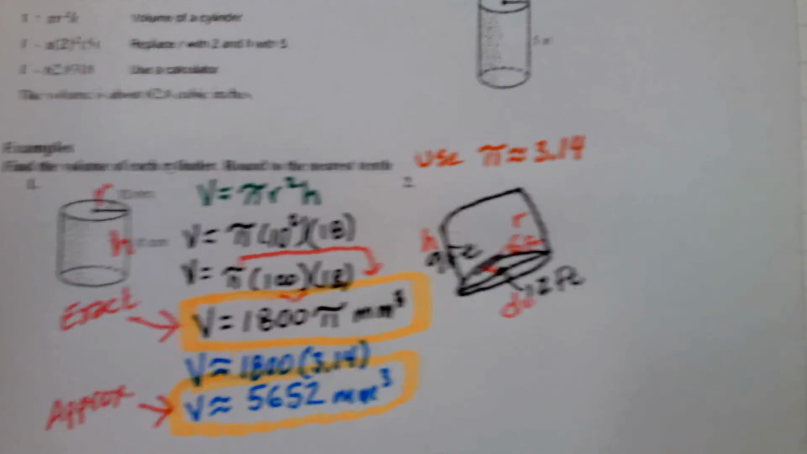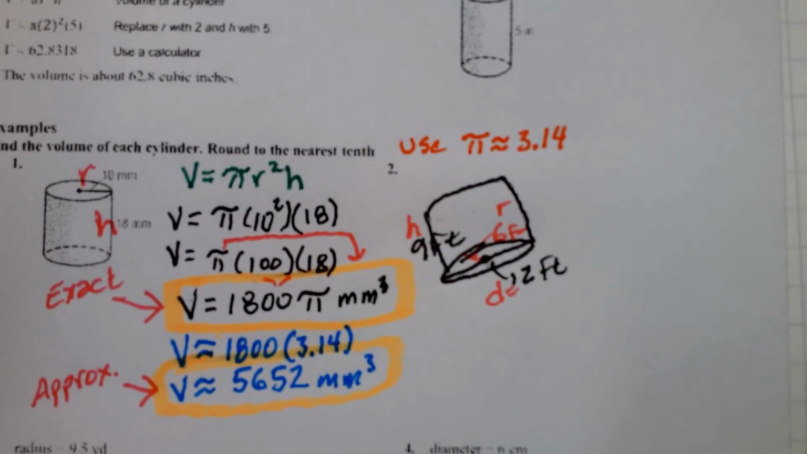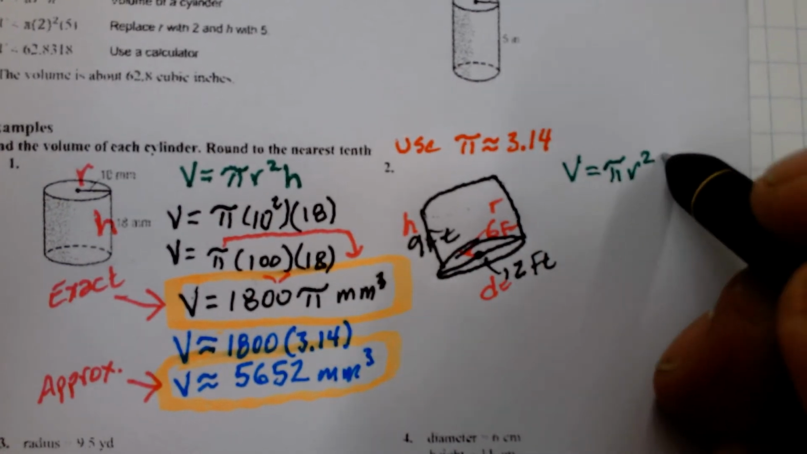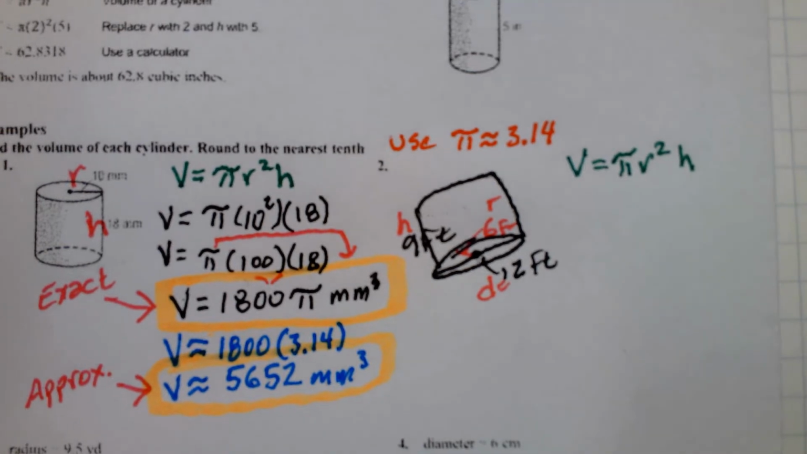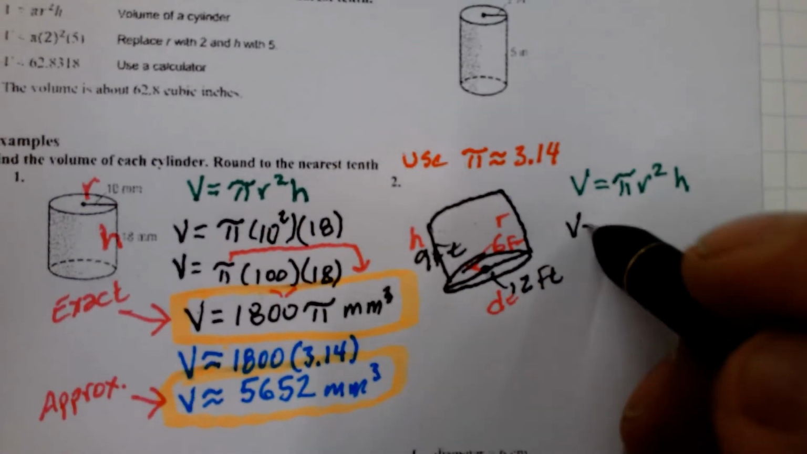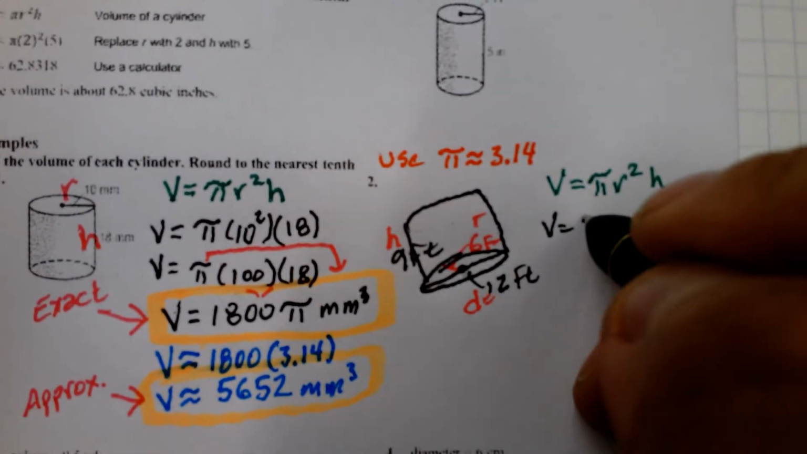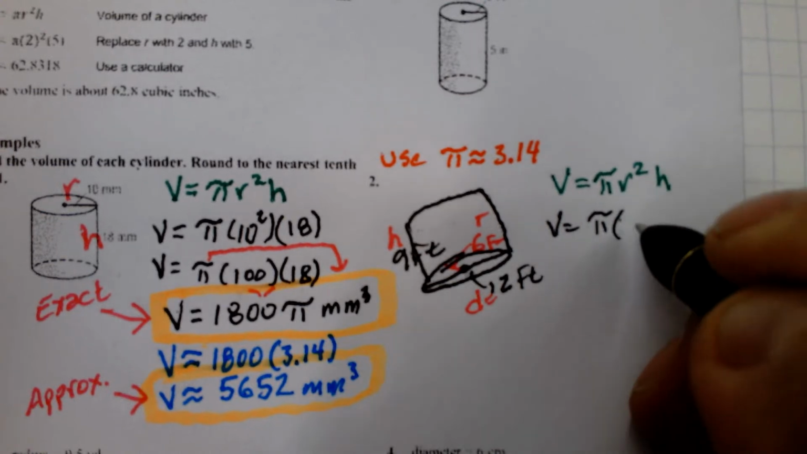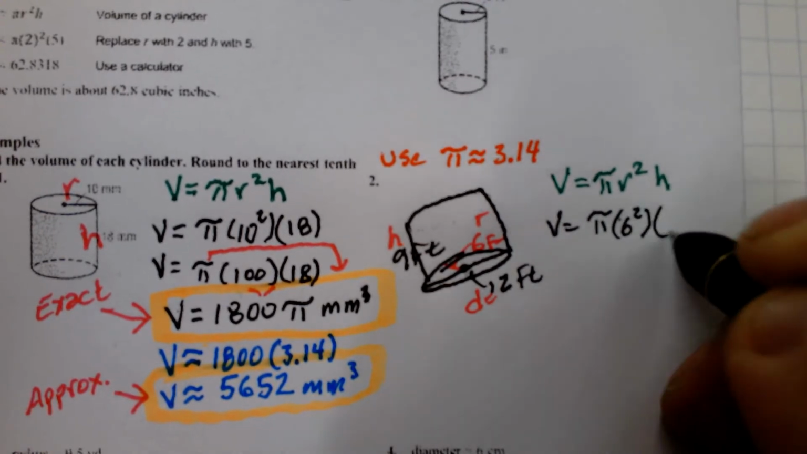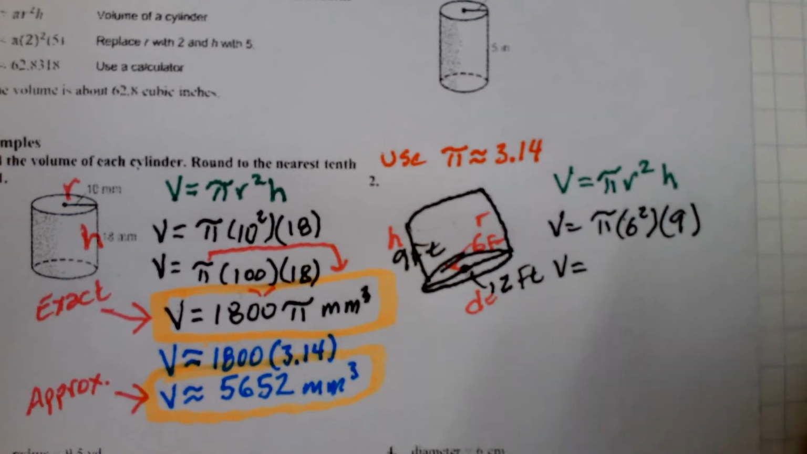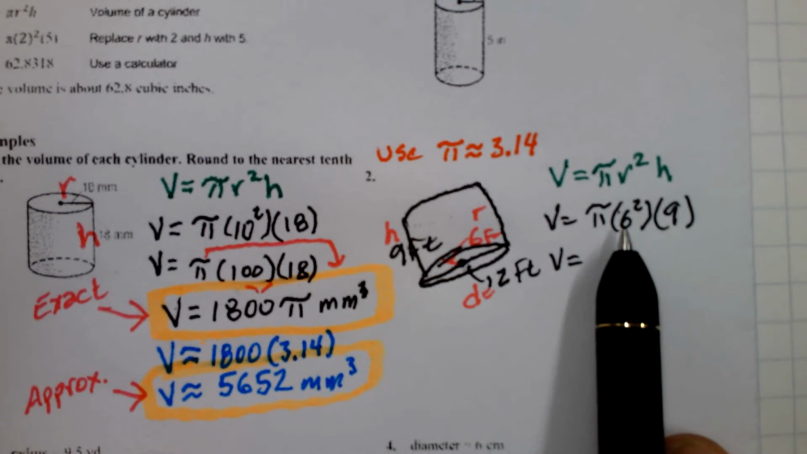Okay, so now let's go ahead and do some calculating. We're going to take our formula. V equals pi R squared H. And then we have to replace R with 6. Let's do that. Do I do anything with pi? Leave it there. It stays pi for right now. This is 6 squared. This is 9. So now I've got to do the math, I've got to do 6 squared, which is 6 times 6.